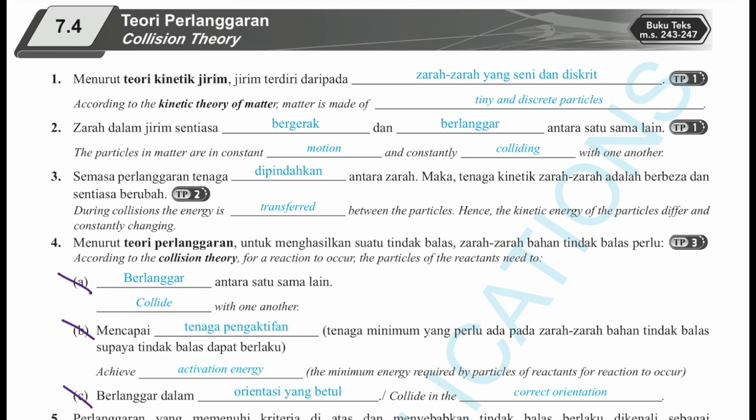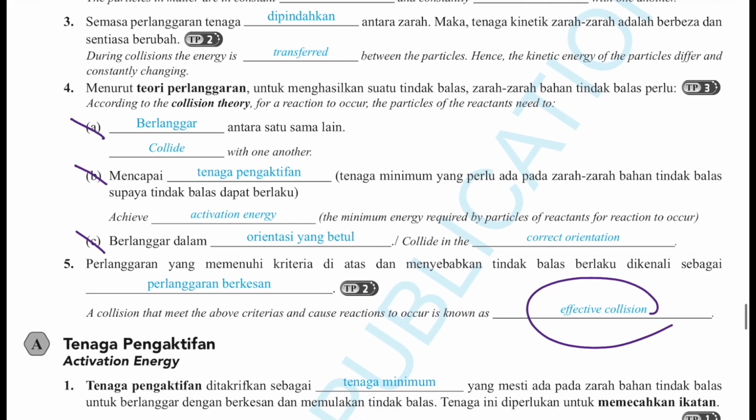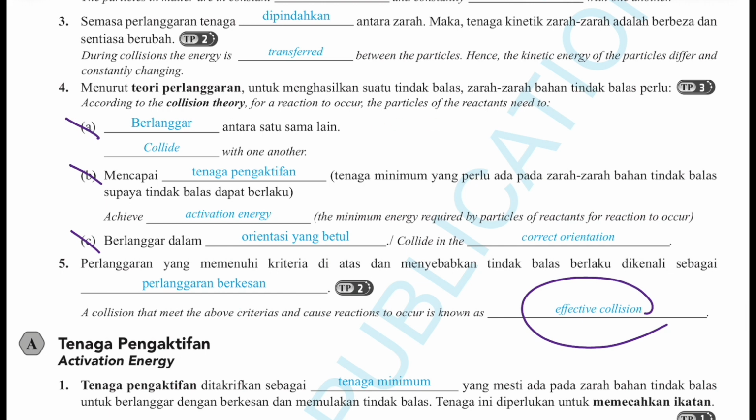Jadi macam tu je. Okay, according to collision theory, for a reaction to occur, the particles of a reactant need to collide with one another to achieve activation energy. Okay, what is activation energy? The minimum energy required by particles of reactant for reaction to occur. Collide in the correct orientation. A collision that meet the above criteria and cause reaction to occur is known as effective collision.